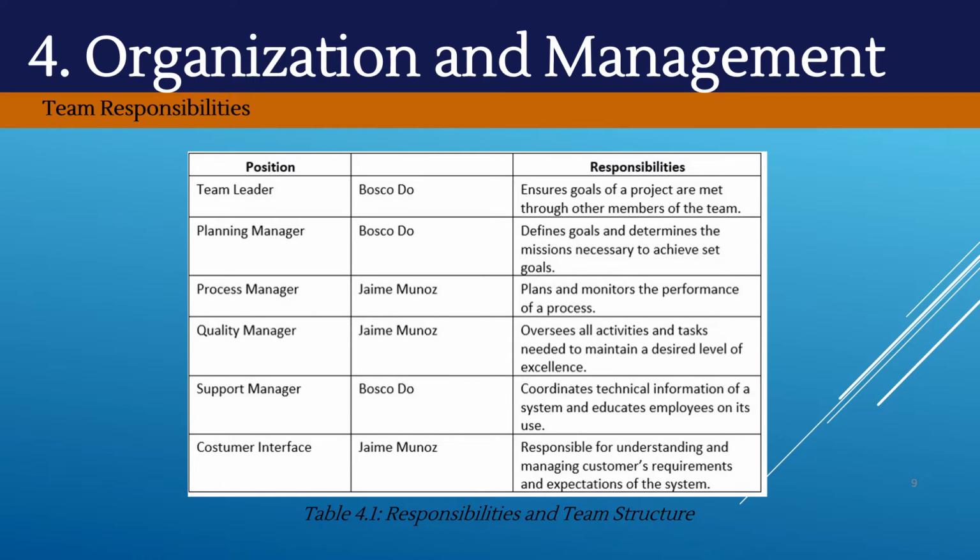We divided the team responsibilities as evenly as possible. Here on table 2, we see the responsibilities and the team structure. For example, Bosco was the team leader and the planning manager. His job was to ensure the goals of the project are met through other members of the team, just me, because it was only 2 of us. He's also intended to define goals and determine the mission necessary to achieve said goals.